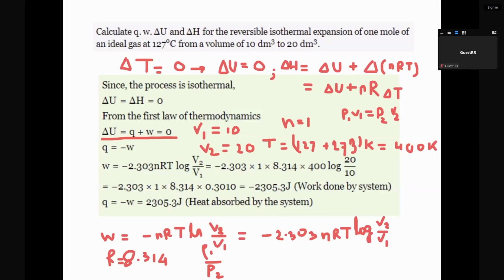And the amount of Q, which is minus W, will be the heat absorbed by the system, because Q is just the negative value of W. So Q will be just the positive value, 2305.3 joule. That is the heat absorbed by the system.